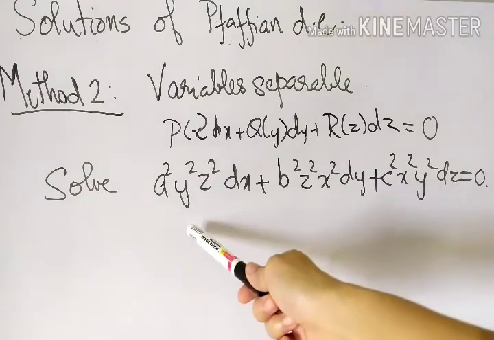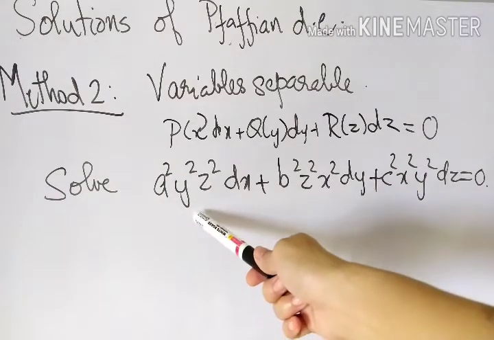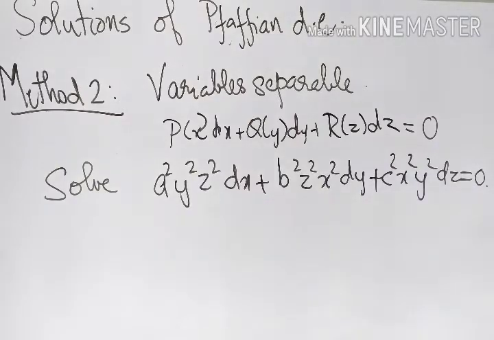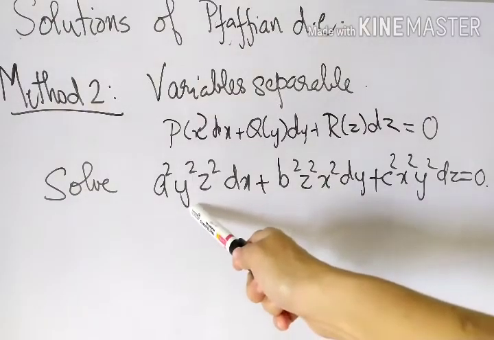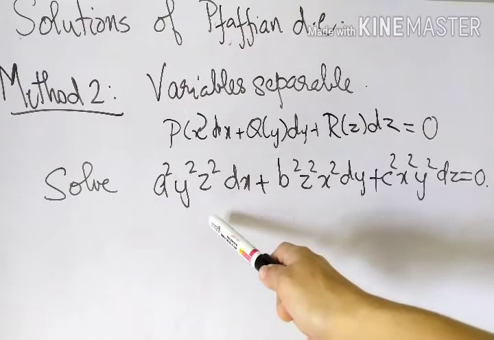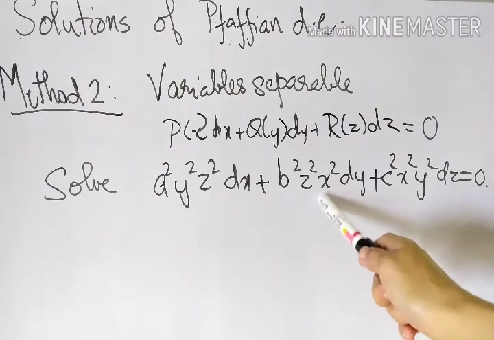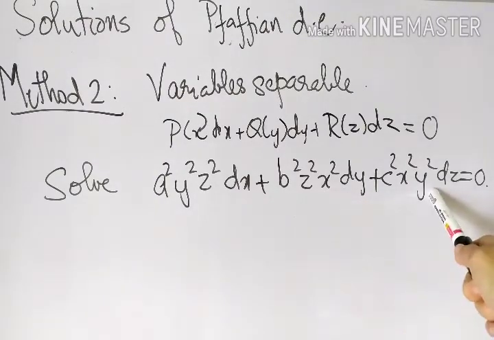Now let's consider a question. This is the question: a square y square z square dx plus b square z square x square dy plus c square x square y square dz is equal to 0. At first sight this is not variable separable, but we'll have to try whether we can turn it into a variable separable form. If you check over here, along with dx you have y square z square, but x square is the term which is missing. Here also y square is the term which is missing. Here z square is the term missing.